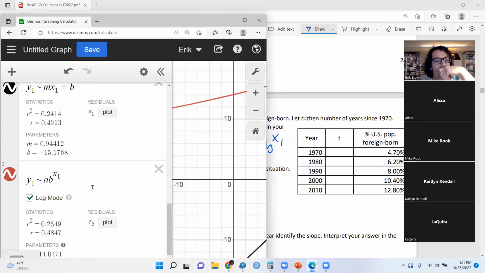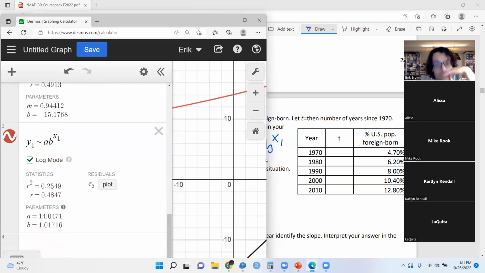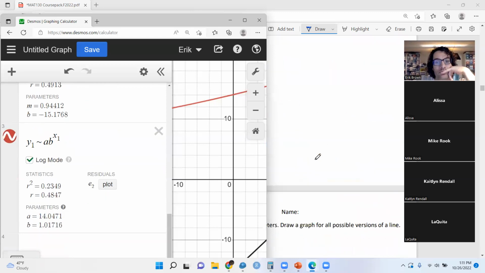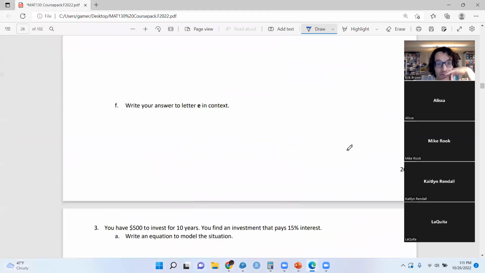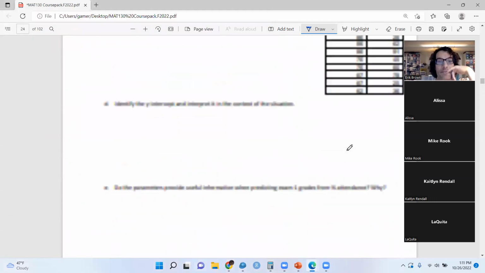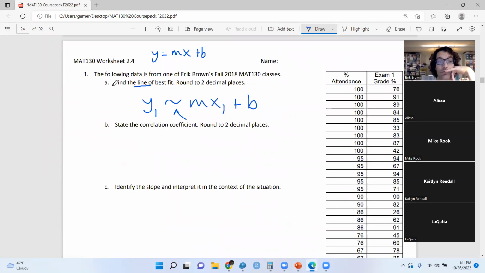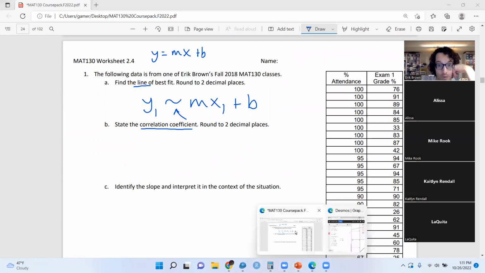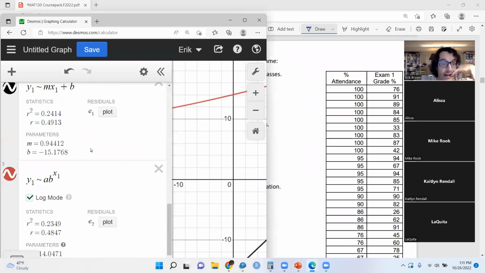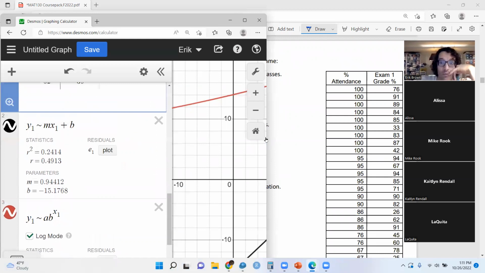Okay, cool, because I did forget that too. So R is the correlation coefficient, and you have to click log mode for exponential to be able to see it. Yes. Okay. Awesome. So if we go back to 2.4 B, where it says state the correlation coefficient, that's literally just, what did Desmos tell us? And for that problem, it's 0.4913.